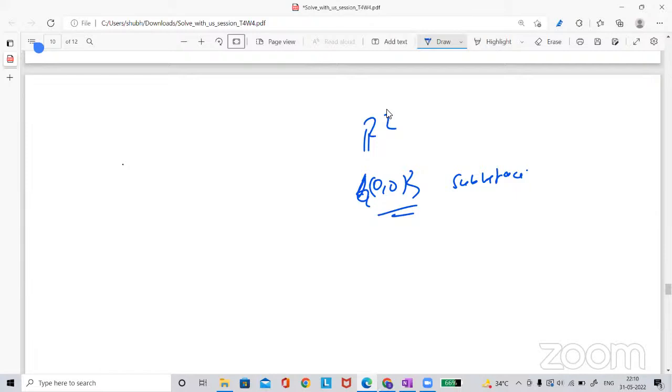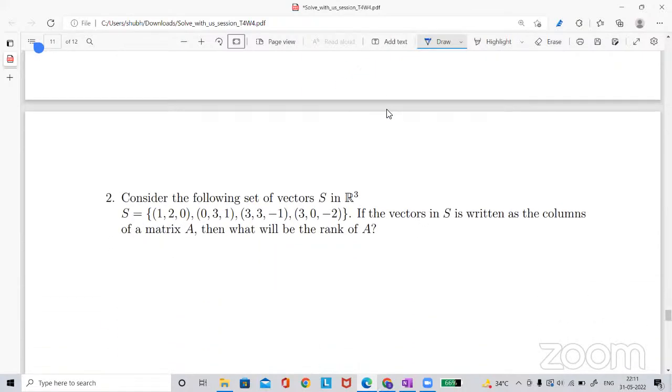No, first let me clear what I am saying. Is it clear? No, sir. Let us say you give one set of vectors and ask me to check whether it is a subspace or not, and I am not getting 0 in that. That 0 is not contained there. So if 0 is not there, then that set is not going to be a subspace. You have to check first whether 0 is in that or not. Is it clear?